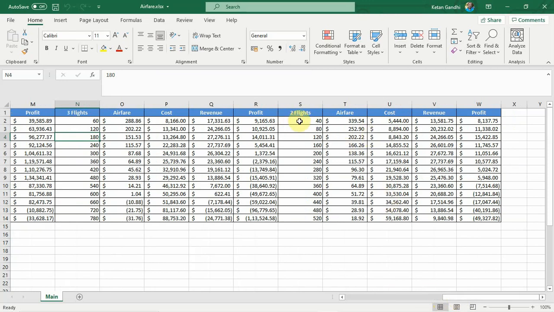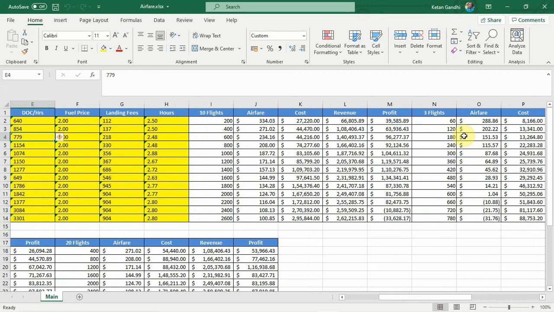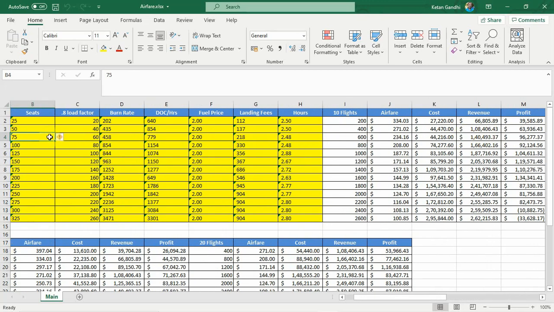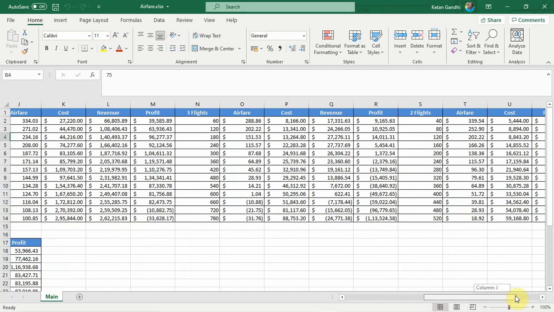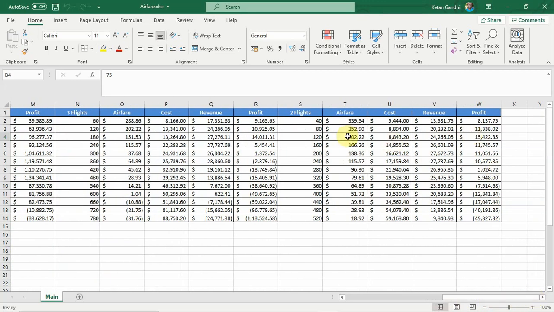The same way for 2 flights, if you look at the 2 flight profit column, the highest is 154,228. If you look at which kind of aircraft they would be choosing, it is the 75 seater. So the 75 seater will be applicable for this profitability, with an airfare of $202. So if 2 flights are flown daily on this particular market from New York to Orlando, this profit is generated for the airline using the aircraft size of 75.